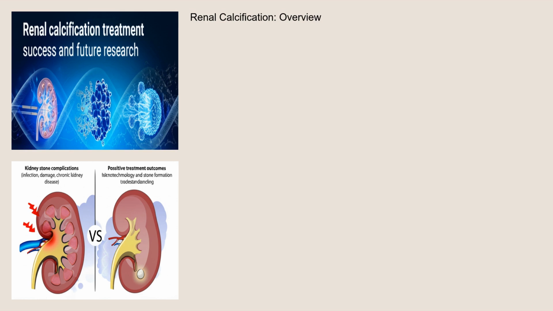The prognosis for renal calcification is generally good, especially with appropriate treatment and prevention strategies. Most stones can be successfully treated, and recurrent stone formation can be minimized with lifestyle modifications and medications. However, untreated or recurrent renal calcification can lead to complications such as chronic kidney disease, urinary tract infections, and kidney damage.